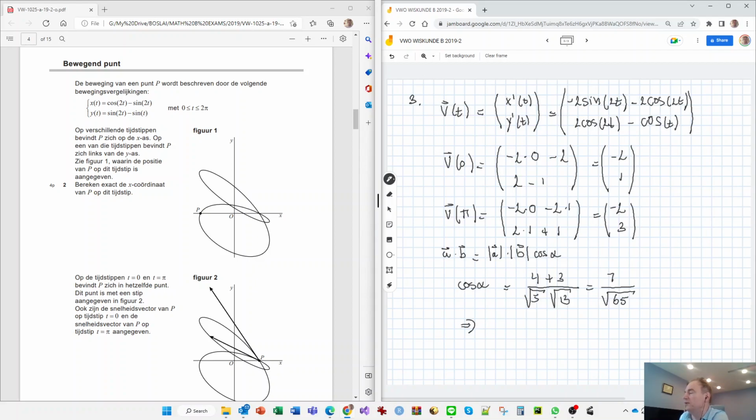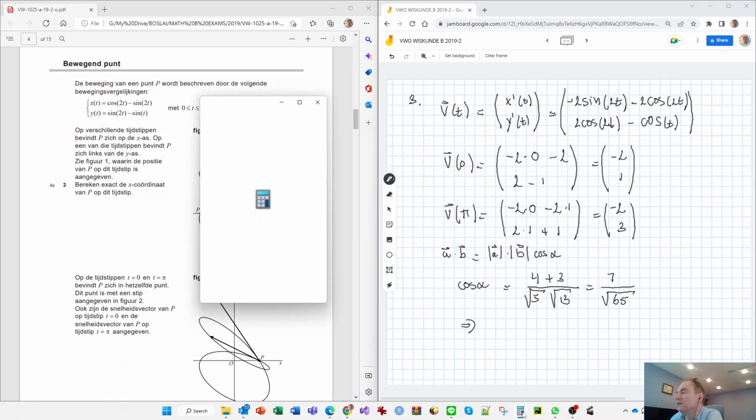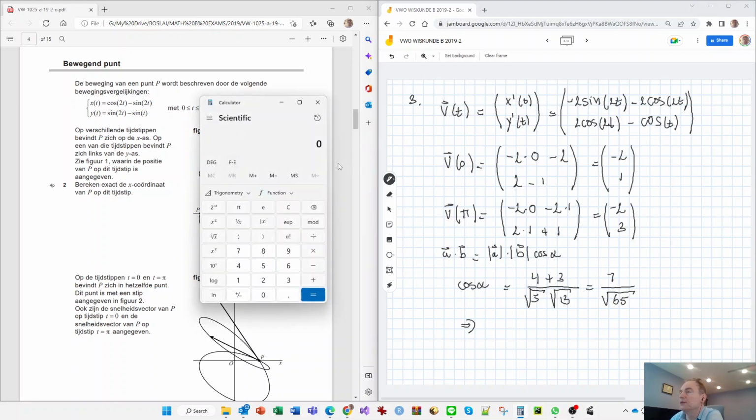And then we just use our calculator to find out what alpha is. So that's 7 divided by the square root of 65, and then I take the inverse cosine, and alpha is 29.7 degrees, to 1 decimal.